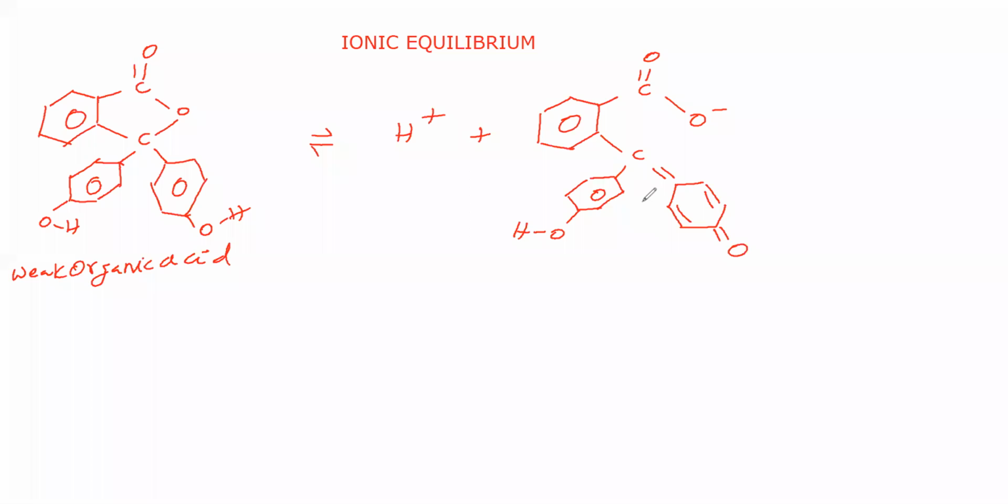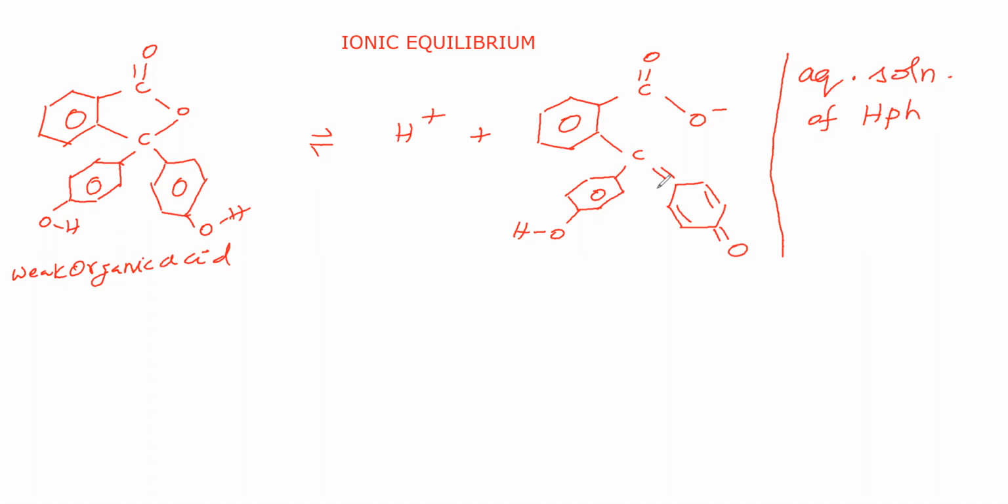Now we will take an aqueous solution of phenolphthalein. In the aqueous solution of phenolphthalein, such a type of equilibrium will be there. In the aqueous solution of phenolphthalein, this species will be present, H plus will be present, and this species will be present. So these three components are present in the aqueous solution of phenolphthalein.